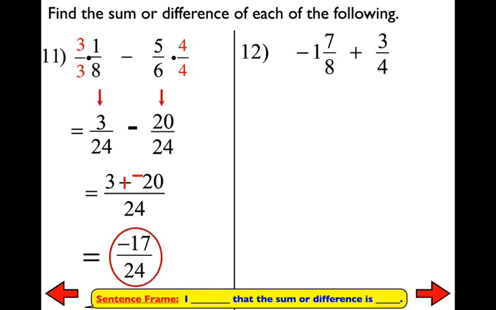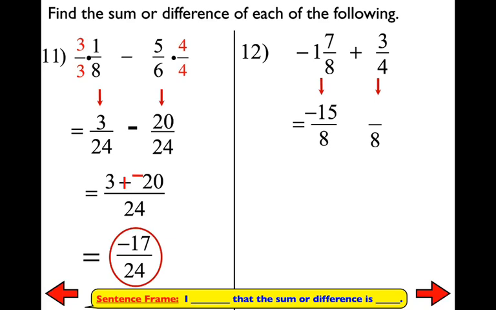All right, number 12. Anytime we have mixed numbers within a fractional problem, we really should turn all mixed numbers into improper fractions. So negative 1 and 7/8 is equivalent to negative 15/8. And I can see that the common denominator is 8. And since the first mixed number already had that as the denominator, we're good there.